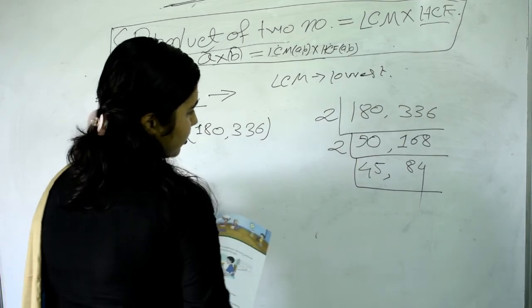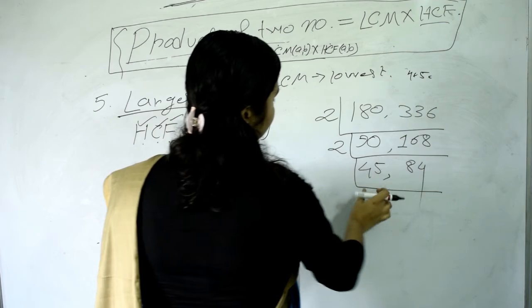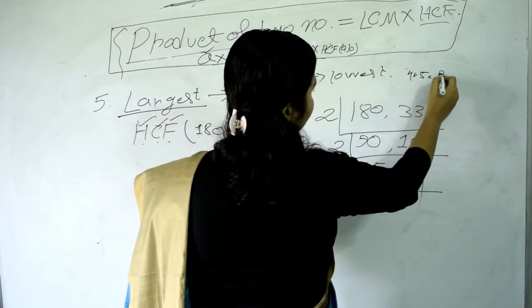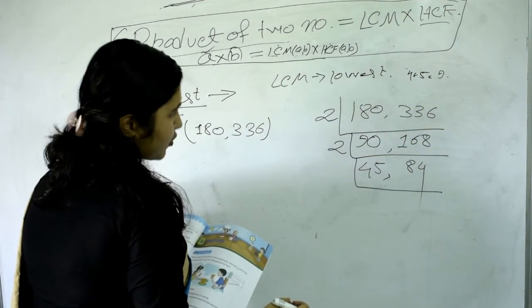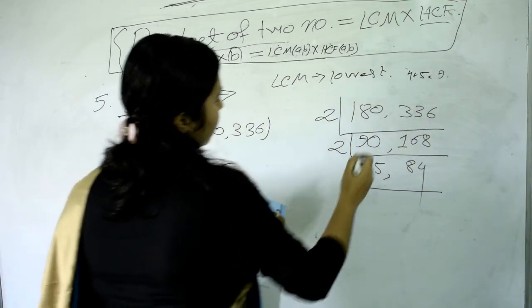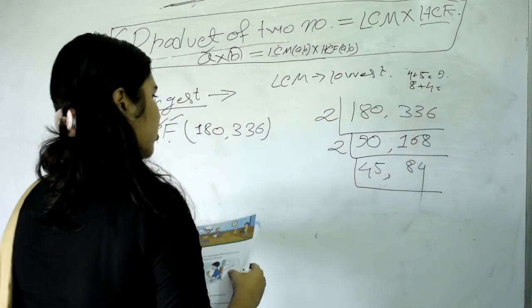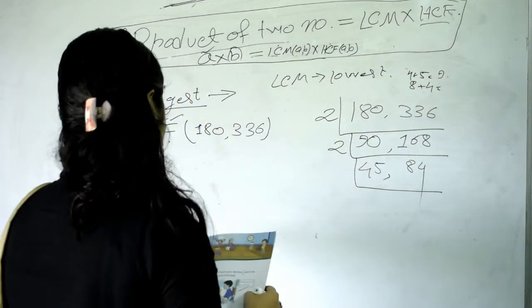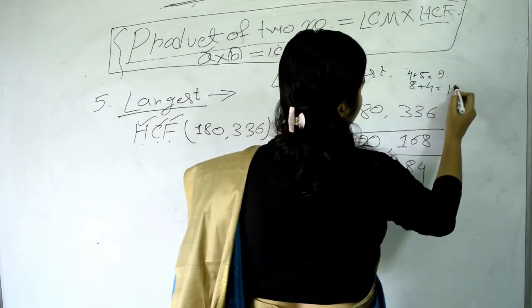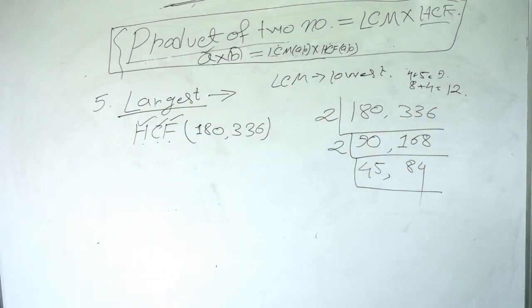Now check by 3. Add the digits: 4 plus 5, which is 9. 9 is a multiple of 3, or 9 is divisible by 3. And 8 plus 4, which is 12, and 12 is also divisible by 3.